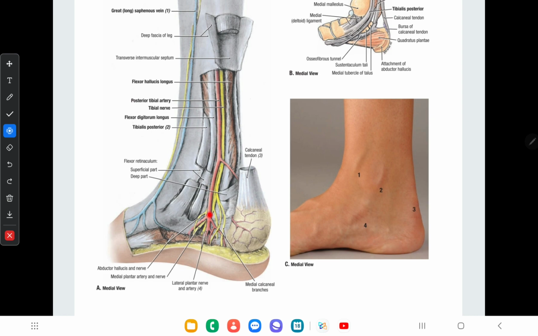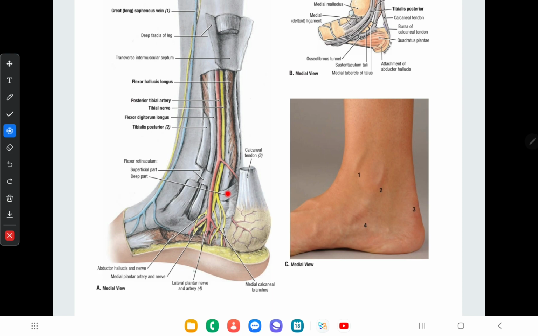You can see the neurovascular bundle, posterior tibial artery and tibial nerve, lies in between the flexor digitorum longus muscle tendon and flexor hallucis longus muscle tendon. Then this area is covered by the flexor retinaculum, and then this nerve, tibial nerve, divides into two parts as medial and lateral plantar nerves.